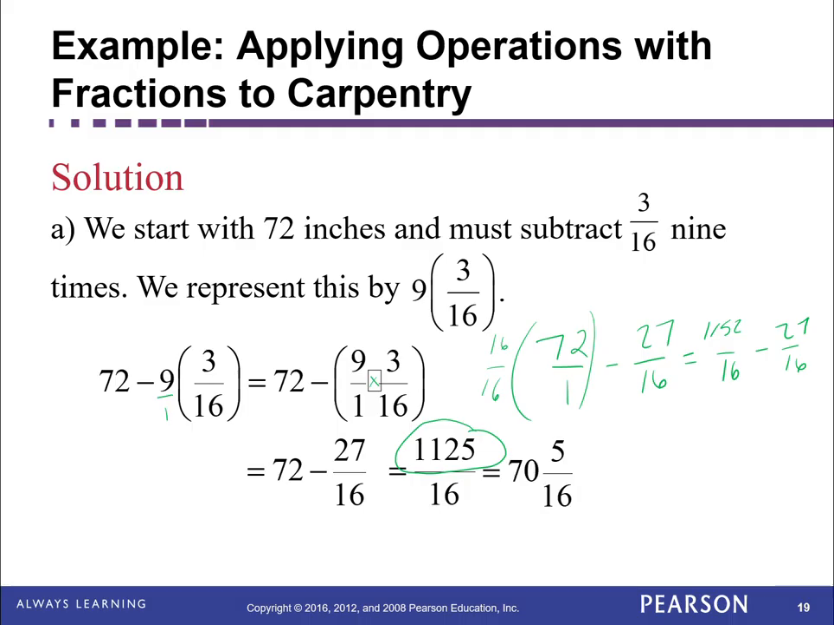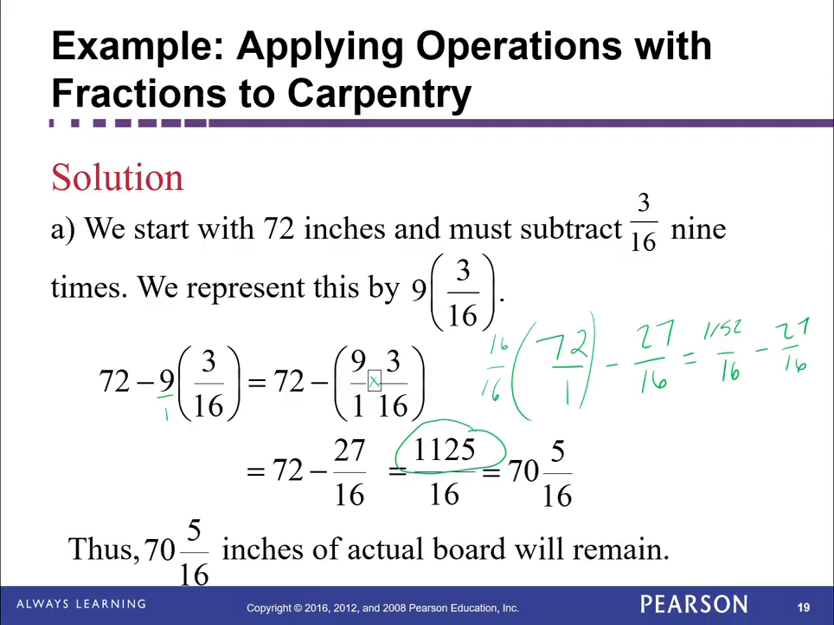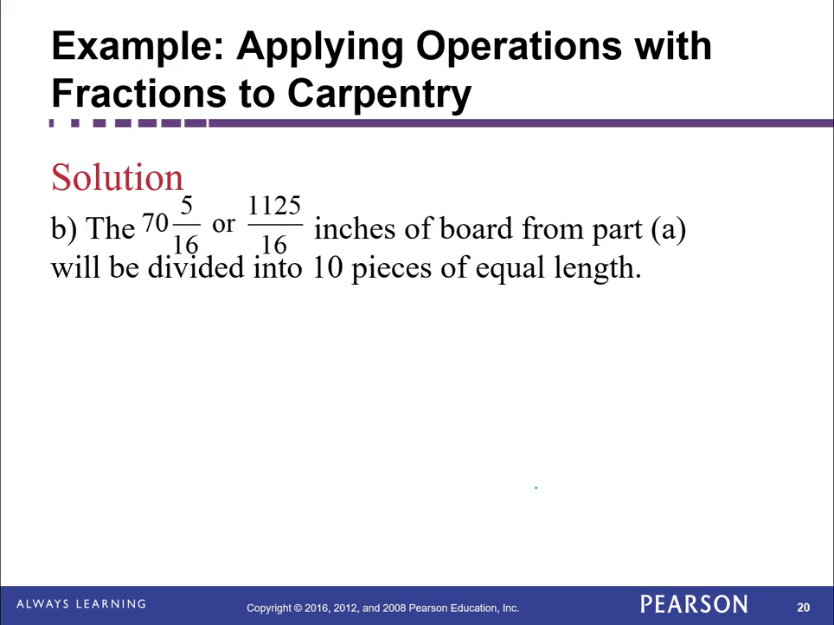But remember, this is not the end of the problem here. And I can even convert this to be this mixed number here of 70 and 5/16. Okay? That's how much of the board I have left after it's all cut up in total length. But also remember, there's another step to this problem, because now we want to split that remaining length into 10 pieces. Okay? So in order for it to be divided into 10 pieces of equal length, what I need to do is divide it by 10.